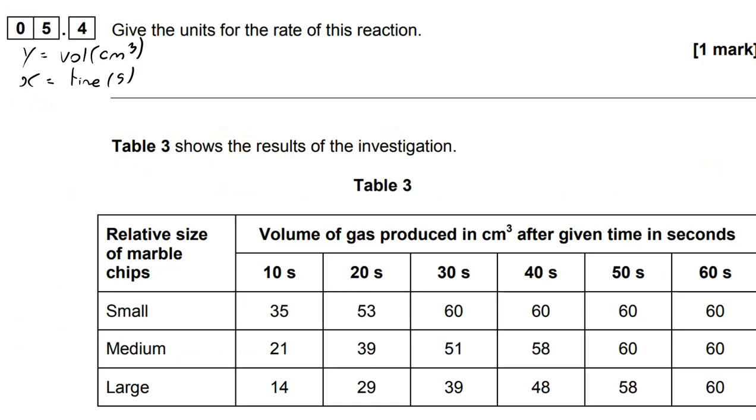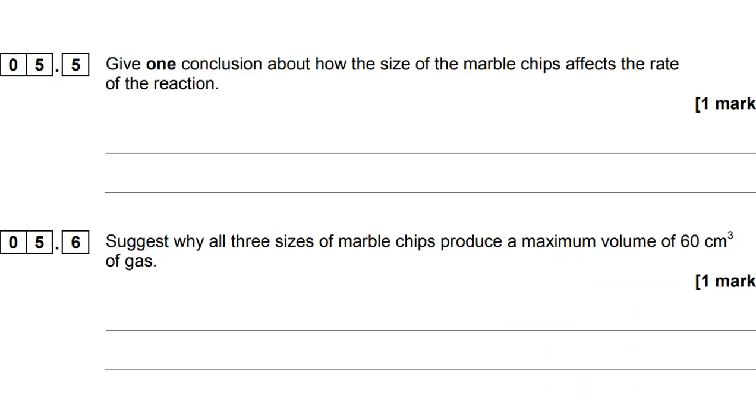Moving on, give the units for this. Now I've brought forward the information. The Y is volume in centimetres cubed and X is time in seconds. And we know that gradient is change in Y over change in X. So I simply substitute the figures in and it becomes cm cubed over second, or in standard form, cm cubed s to the -1.